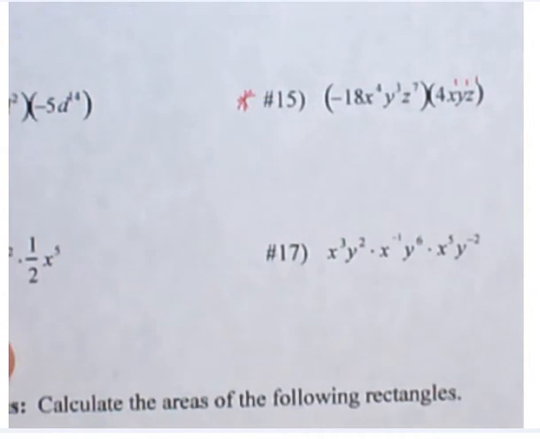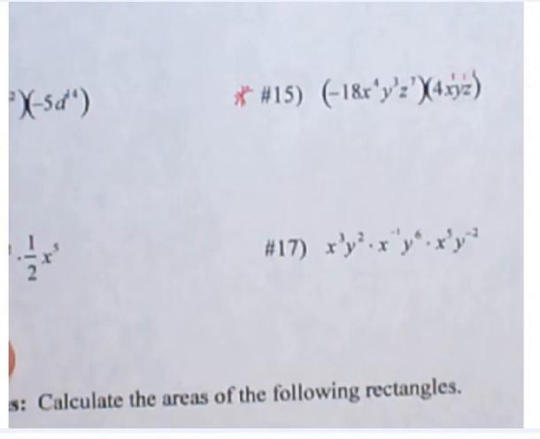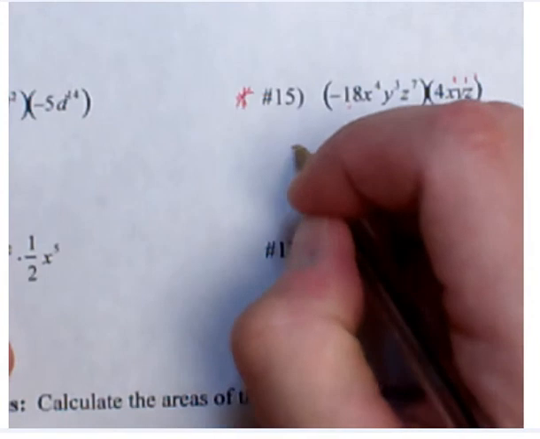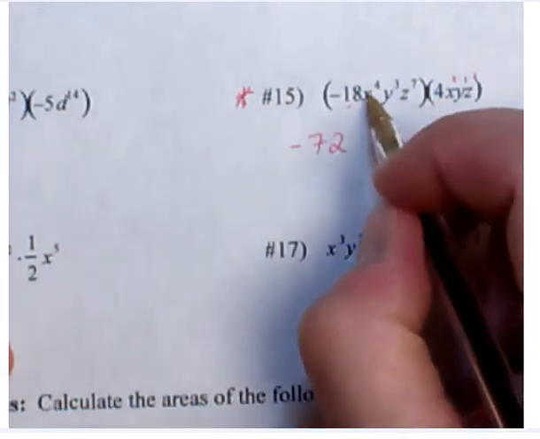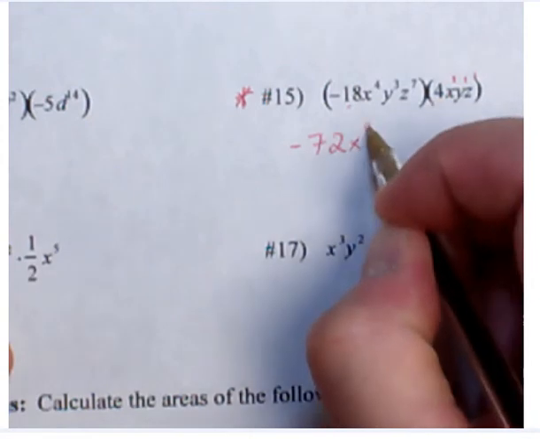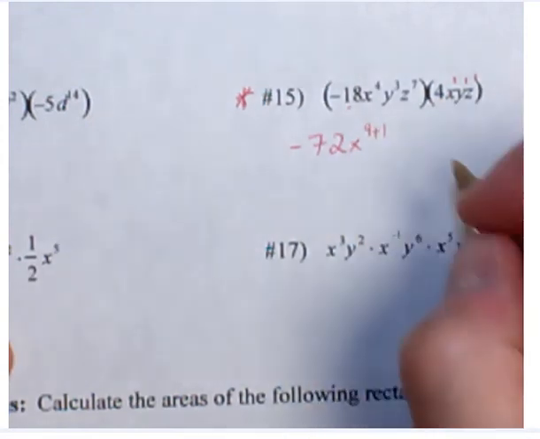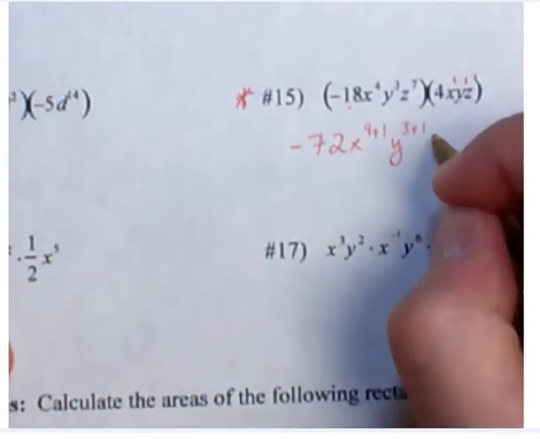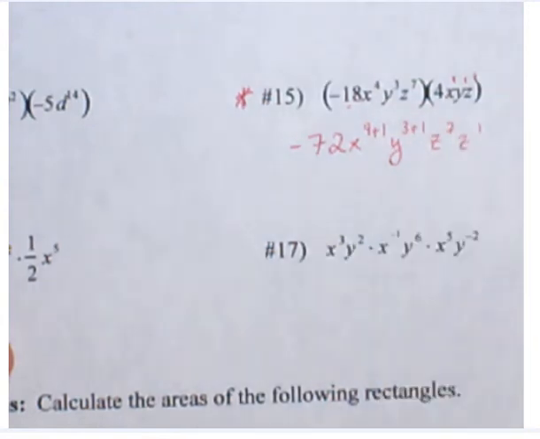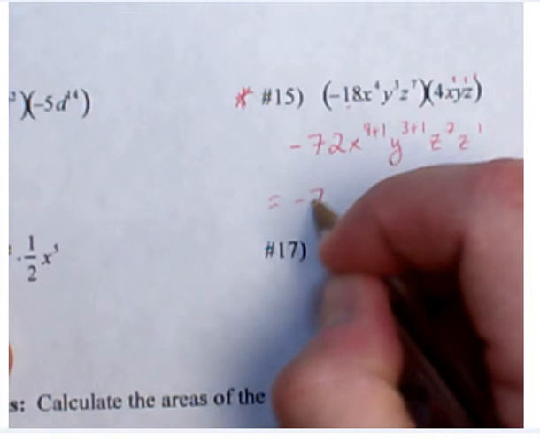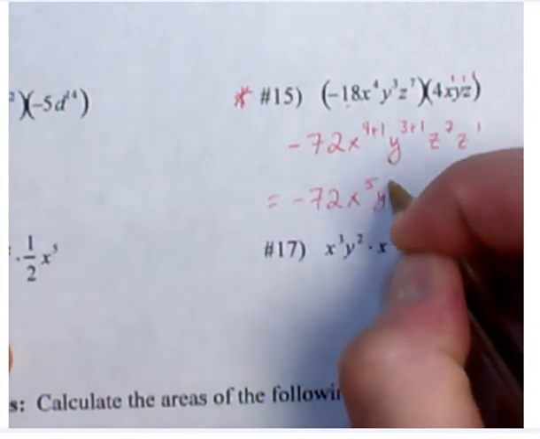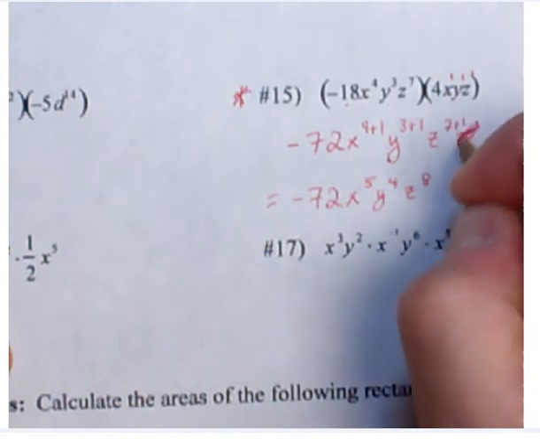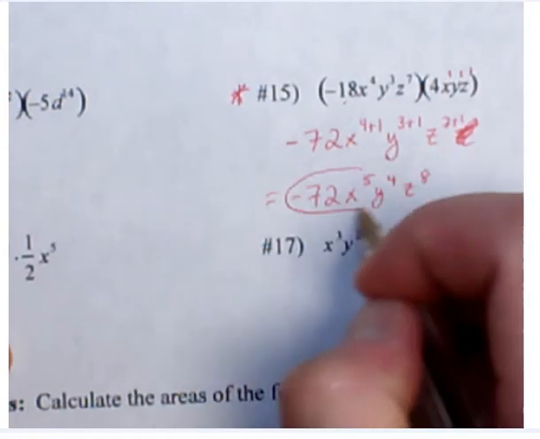All right, take a difficult problem, break it into easy steps. Step 1, let's multiply the coefficients. Negative 18 times 4, that's negative 72. Take the variables, x to the fourth times x to the first, keep the base, add the exponents. Y to the third times y to the first, keep the base, add the exponents. Z to the seventh times z to the first, keep the base, add the exponents, and we get negative 72, x to the fifth, y to the fourth, z to the eighth. Whoops, that should be 7 plus 1. There we go. That's it. There's your answer.